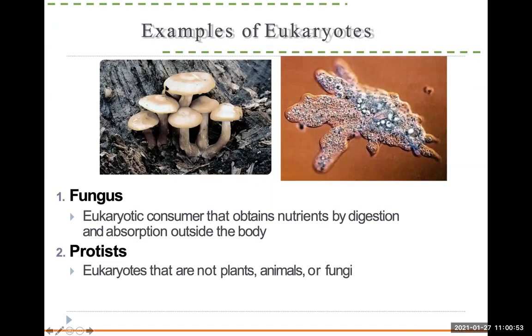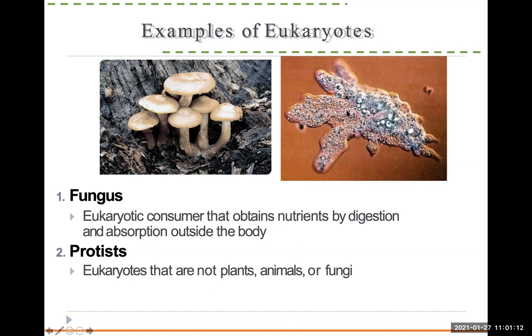So some examples of eukaryotes. This is a fungus. This is a type of eukaryote that's going to decompose most of the materials by digestion. And then this is a picture of amoeba. It's a protist. So we have fungus and protist. They're both eukaryotes. They're not plants or animals.